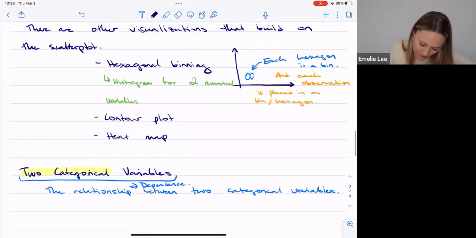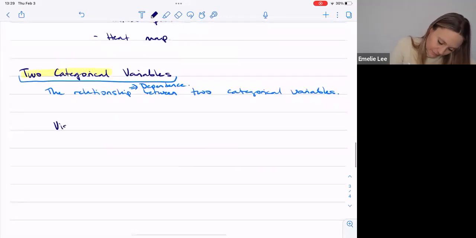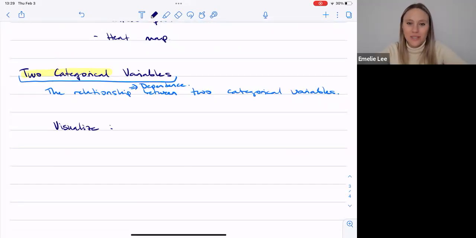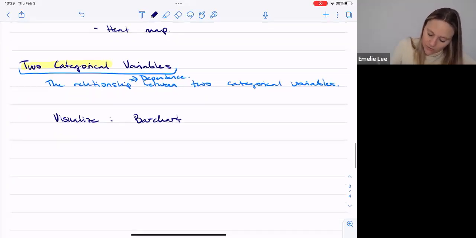so to summarize, and how did I do that? Which order did I? We visualize, I'll start there. How do you visualize the relationship between two categorical variables? My go-to is going to be a bar chart. So it can either be stacked or it can be side by side, right? But we can do a more complicated bar chart, right? And we have a couple of options.